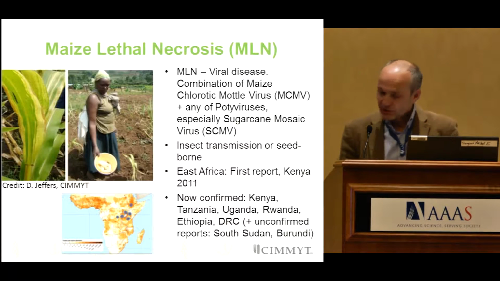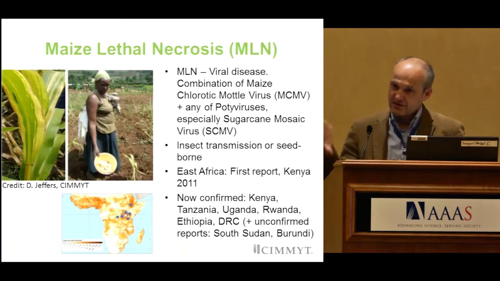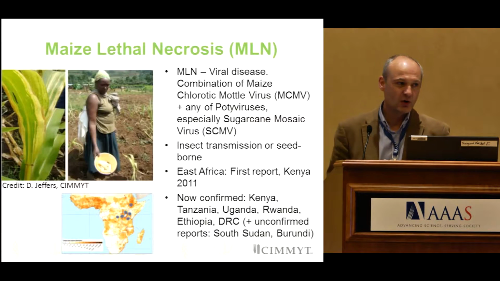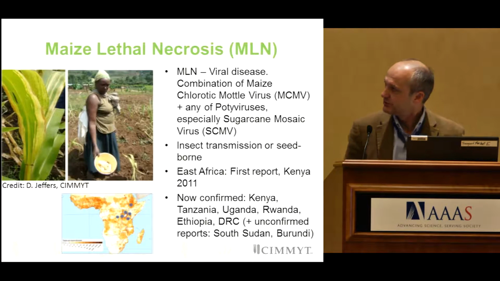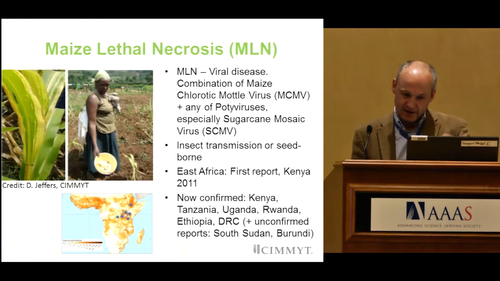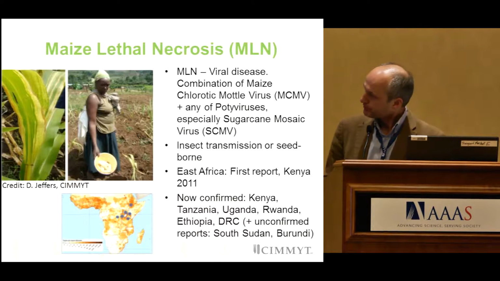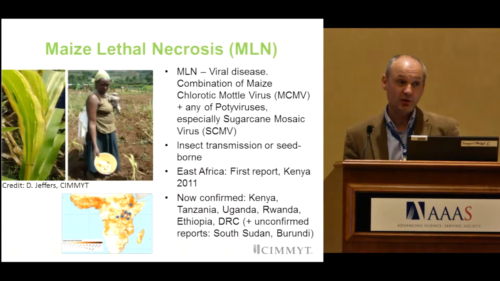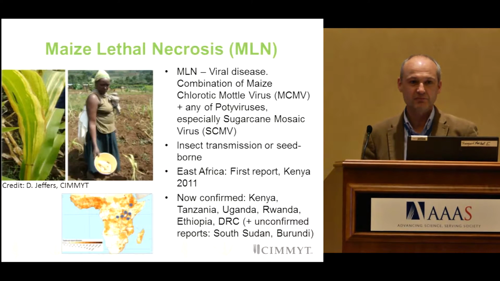So maize lethal necrosis, just to give you a bit of introduction. This is a viral disease, but it's actually a combination of 2 viruses working together. The main one is the chlorotic mottle virus, but in combination with any of the potyviruses. Insect transmission, but it's also seed-borne, and we're beginning to learn that the seed-borne part is more important than we'd previously believed.